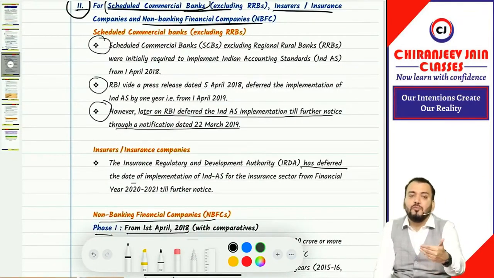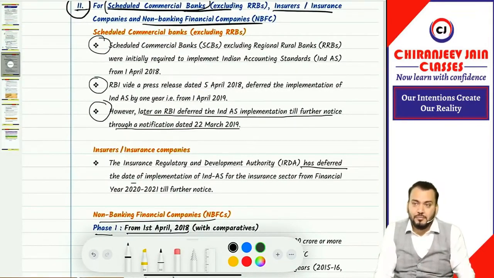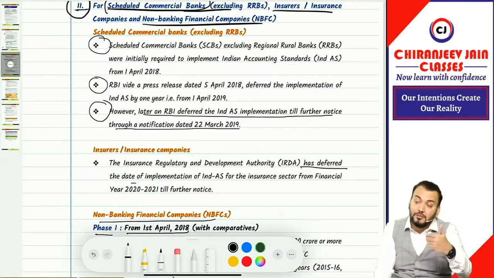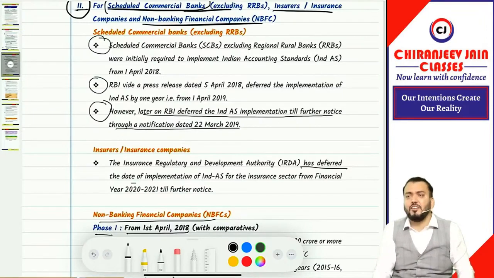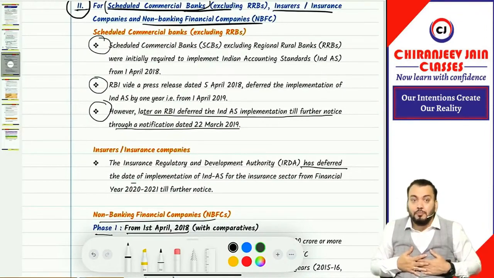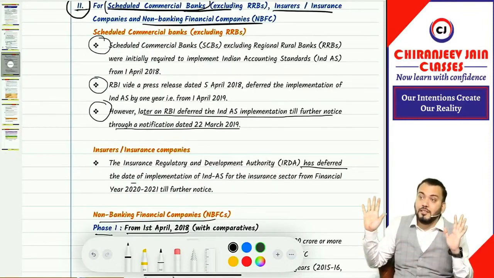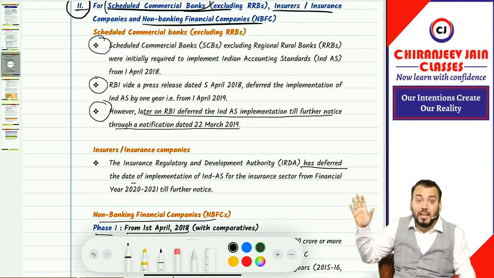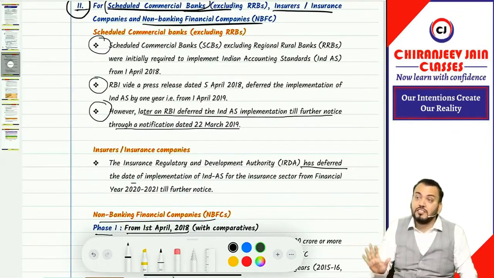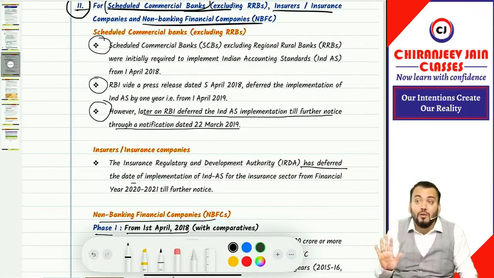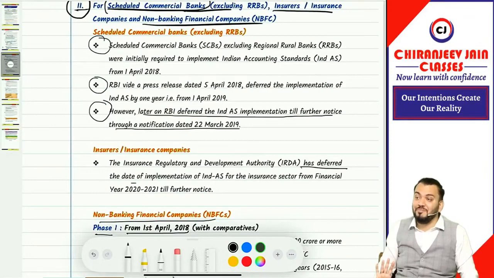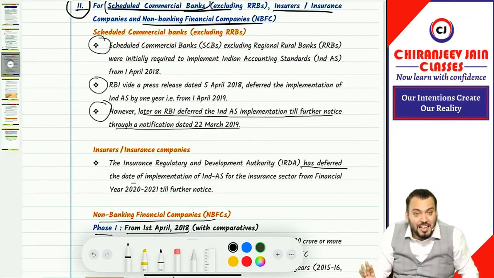initially it was to be applied from 1/4/2018. But the Banking Regulation Act says that we are not yet prepared because they need to change the format. And the Act is an Indian Act, you know how much time is required to change the Act. So they say we require some time. Till now, no applicability date has been given for banking companies. Means they have deferred the implementation.